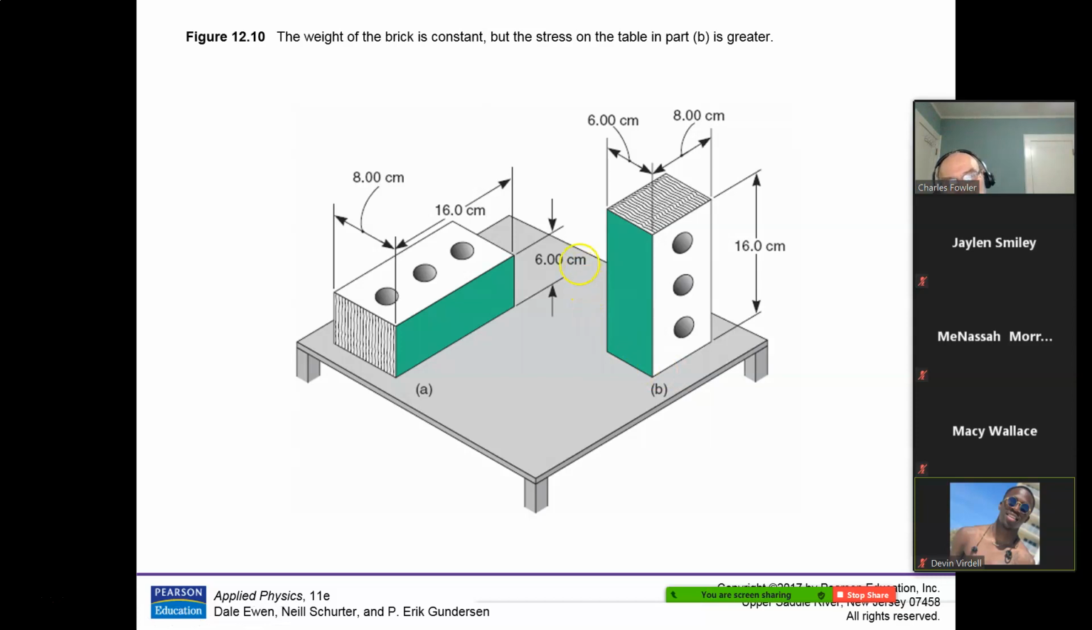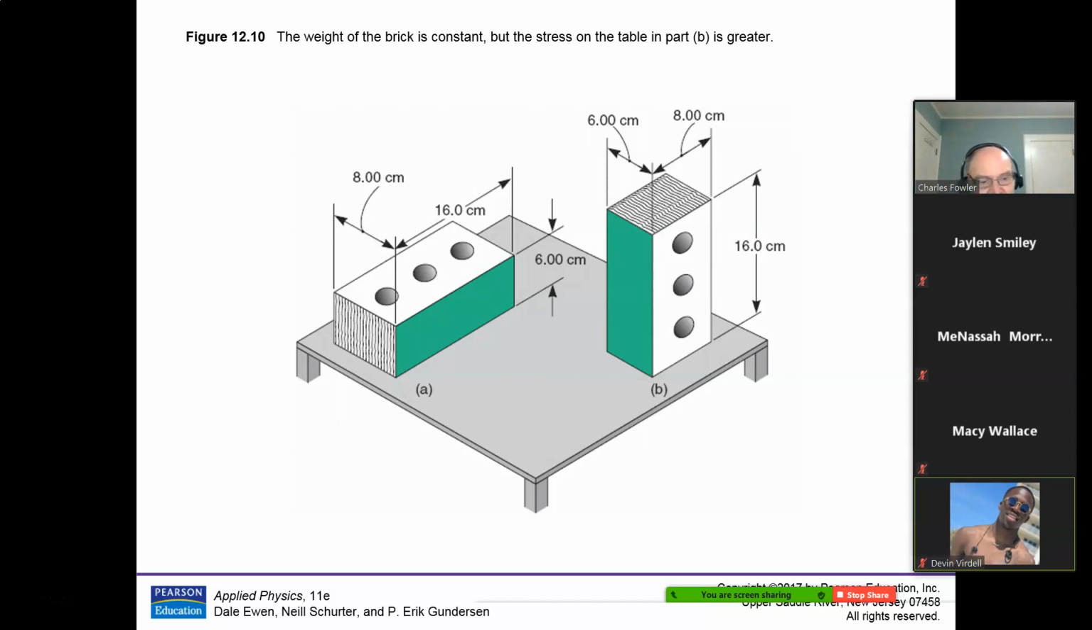So the greater stress here on the tabletop is from this one, lesser stress here because it's a smaller area, same weight, and stress is weight or force per unit area.